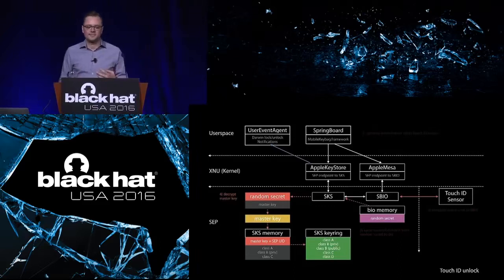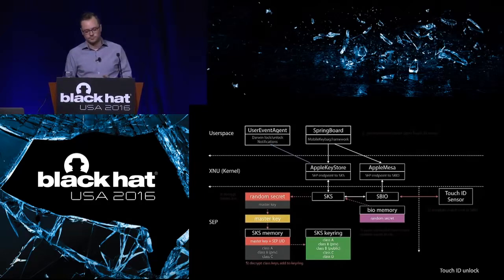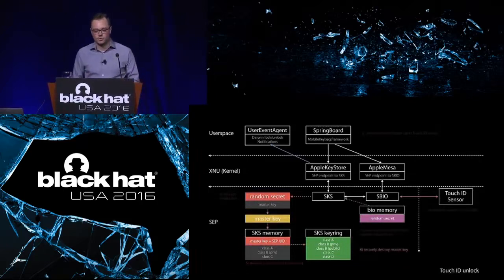That lets SKS decrypt the master key yet again, and upon that, decrypt all the rest of the class keys and add them to the keyring. After that, the raw master key is once again securely destroyed.